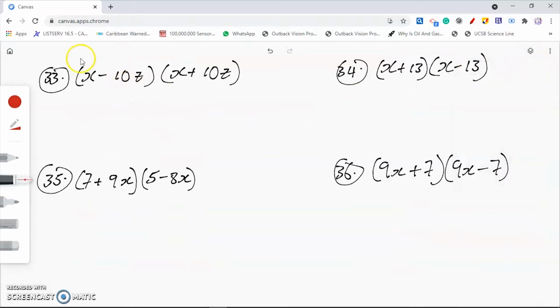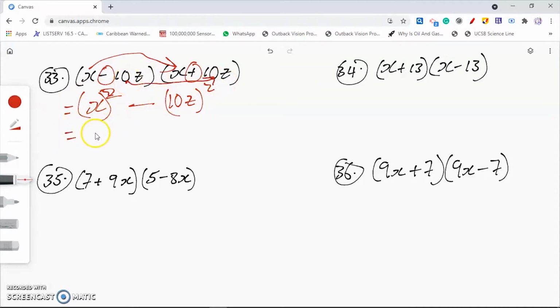Here we have a similar situation. We have negative here, positive here. So we know the sign in the middle would be negative, or minus sign. Then we say x squared, okay, we square this because this times this is x squared. And then this here, the 10z, say 10z squared. So x squared minus 10z squared. So we would get x squared minus 10 squared z squared. So that's giving us x squared minus 100z squared. And that's the answer there.